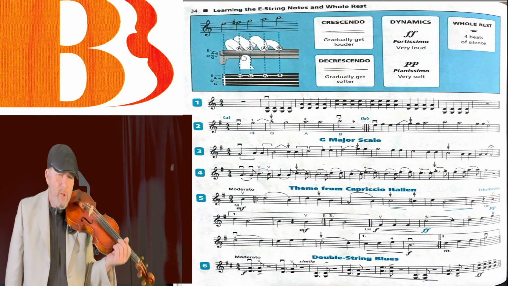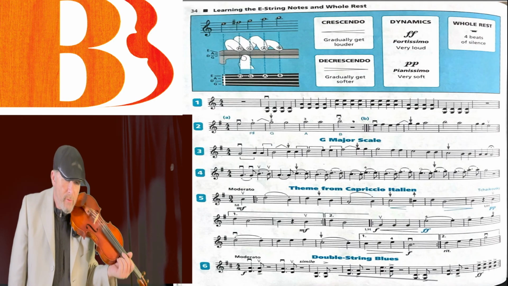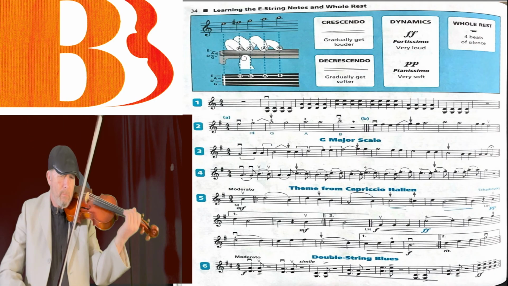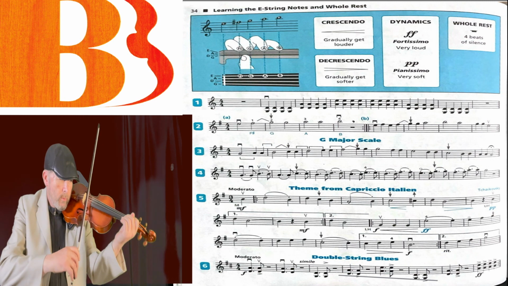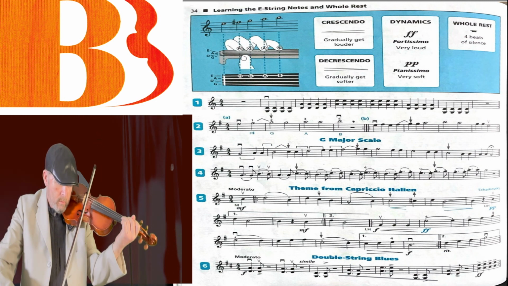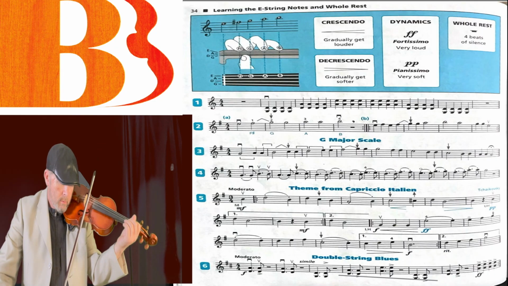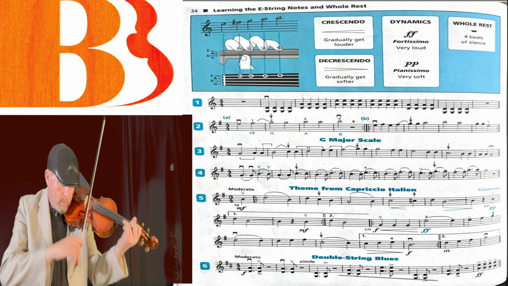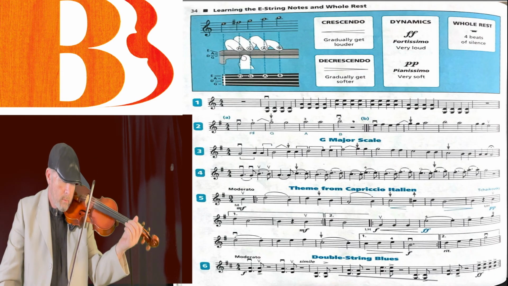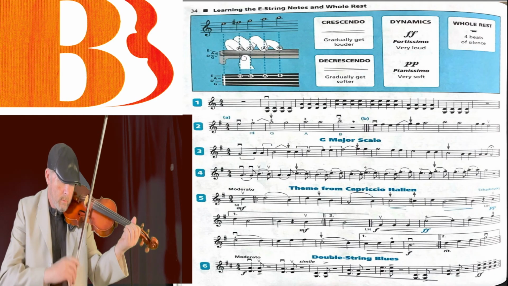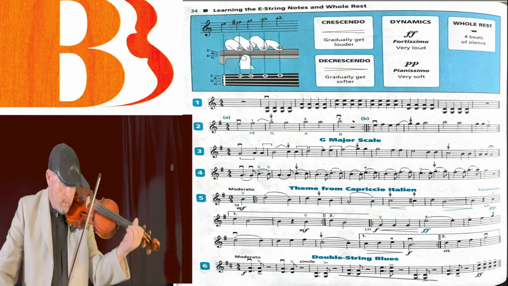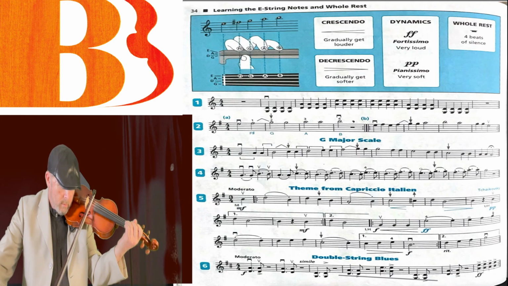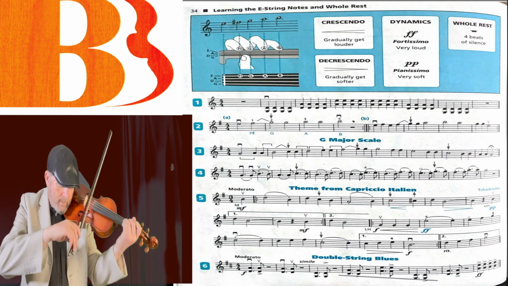Now, we're going to do the G major scale, number 3, and you're going to start 3rd finger on the D string and play up to the 2nd finger on the E string, a low 2. 1, 2, 3, 4. Hold it.